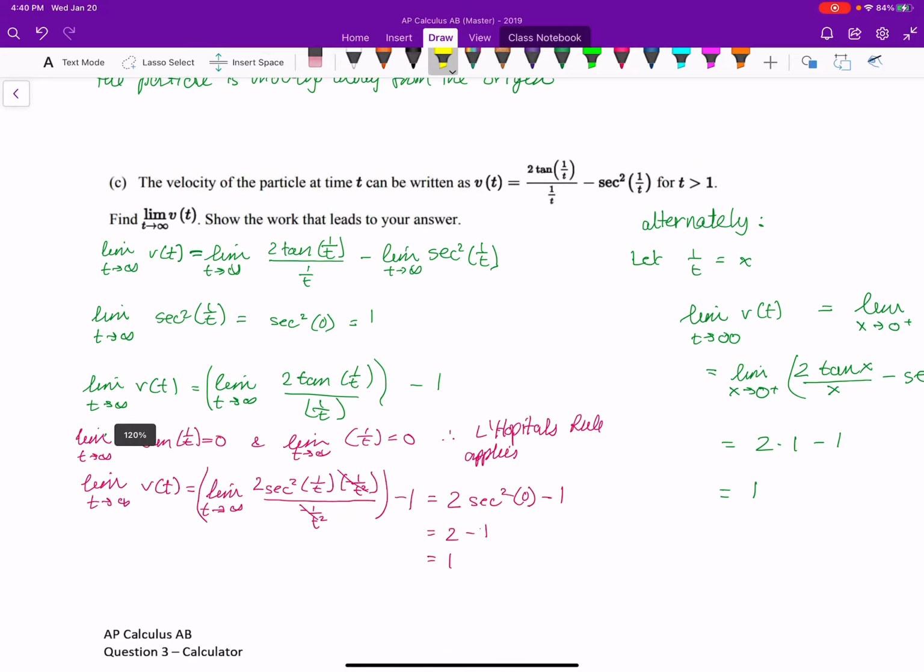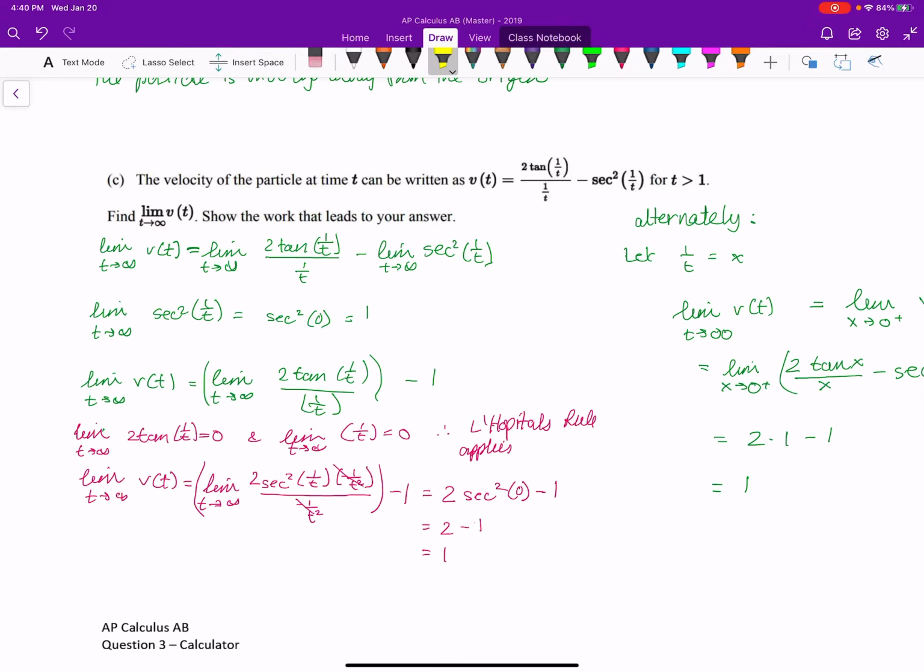The velocity of the particle at t can be written as follows. Find v of... now here, by the way, there are 2 possibilities. Their intent, you want to find not the derivative, but the limit as t approaches infinity of the velocity function. The intent is for you to use L'Hopital's rule. I can tell by the question, because I get a 0 here and a 0 here, and you're finding a limit, and the limit question is the last part of the question.